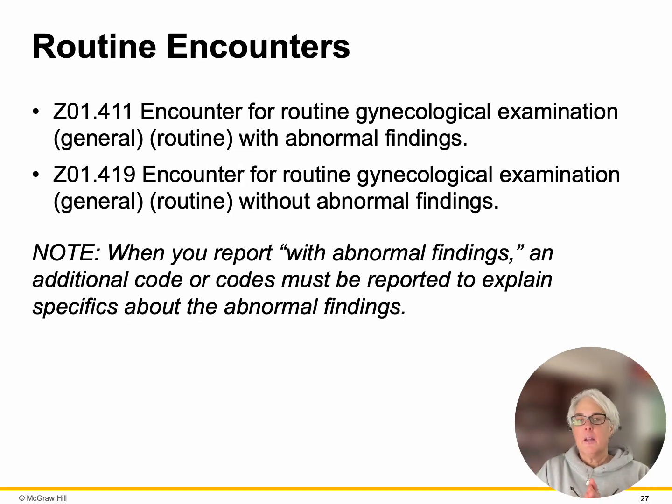So here I'm talking about routine gynecological exams. I use Z01.411 when there are abnormal findings and Z01.419 when there are none. If the provider documents abnormal findings, I must add codes for those conditions like dysplasia, vaginitis, or pelvic mass. If the note doesn't clearly say there are abnormal findings, don't assume it. Stick with the without abnormal findings code or query the provider.